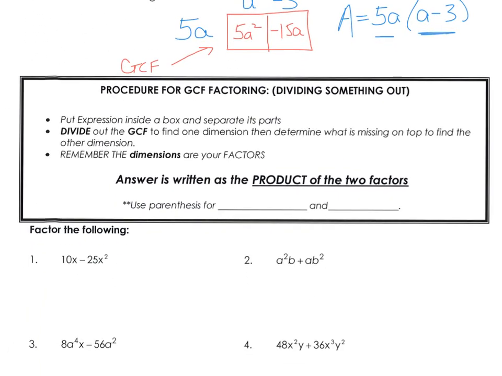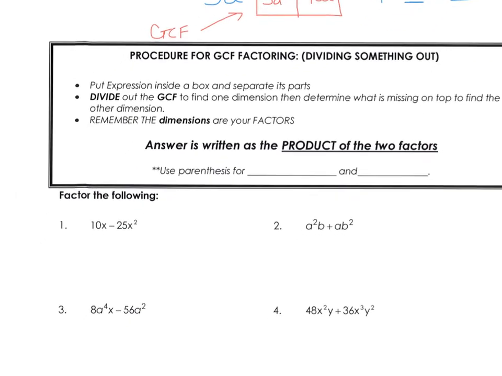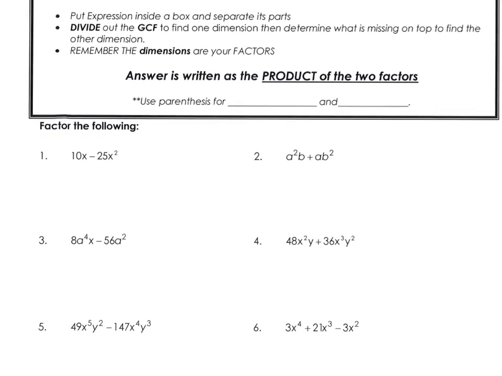Okay. Procedure for GCF factoring, dividing something out. Put expression inside a box and separate its parts. So we're treating all of these as though they're the area. And our job is to find the width and the length. We're always taking out the GCF. What's my note here? Use parentheses for binomials and trinomials. Good note. I'm going to highlight that. Use parentheses for binomials and trinomials.